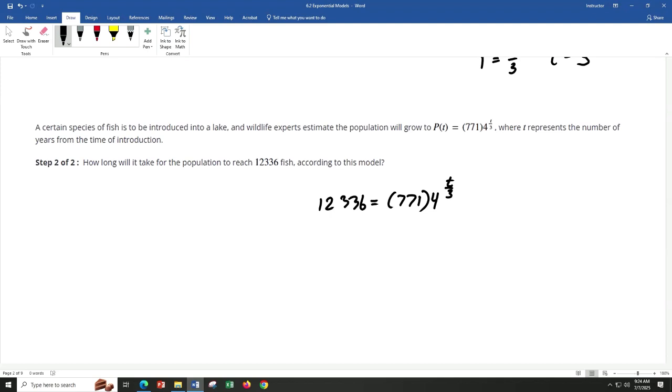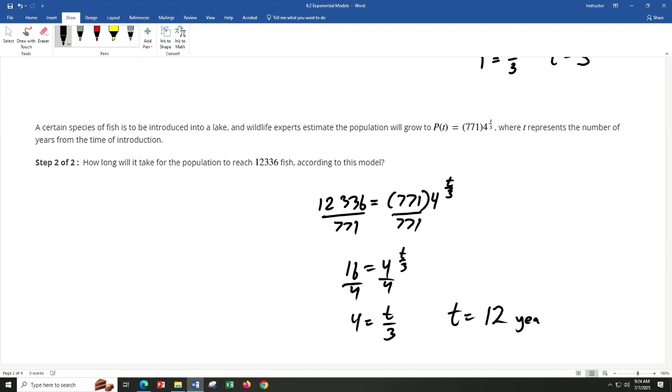Coming here, once again, I'm going to divide off that 771. I end up getting 16 is equal to 4 to the T over 3. Divide by 4. I get 4 is equal to T over 3. Cross multiply, that means multiply that 3 up, and you get T is equal to how many years? 12. There you go, 12 years.